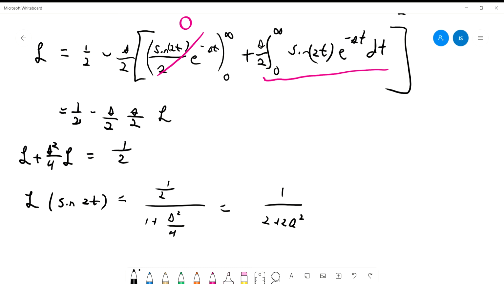Something's wrong. Oh, that should be, yeah, it's just at the very end. Let's just multiply top and bottom by 4 in order to clear the denominator. And we can write that as 2 over 4 plus s squared. That's more like it.